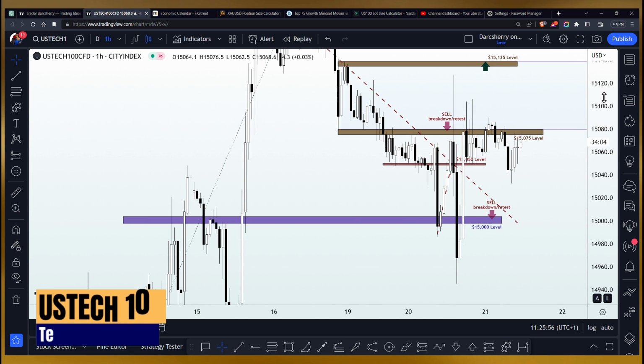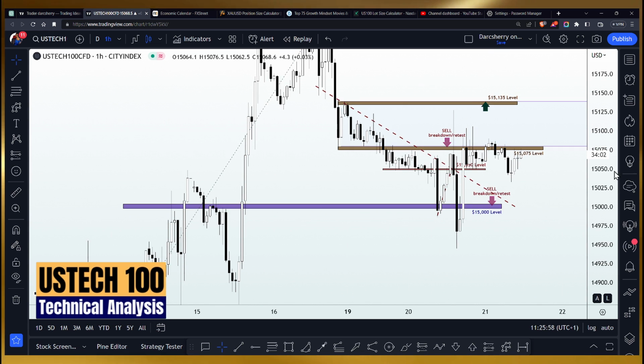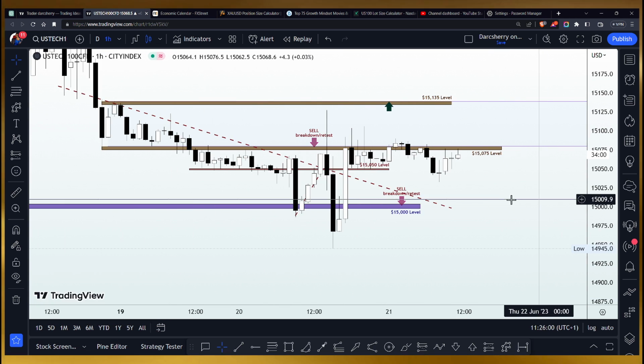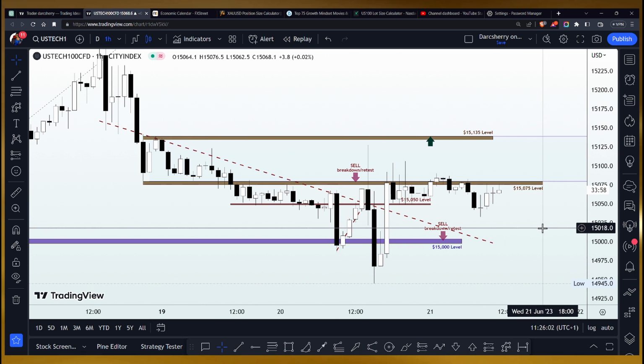Now on the USTech100, it has been more of selling this instrument since the beginning of the week. So this is the 1 hour time frame here, and in fact the market has been range bound in the last 24 hours, which emphasized the level of indecision in this market. And it's quite obvious that participants in this market are looking forward to a catalyst that will drive price movement.